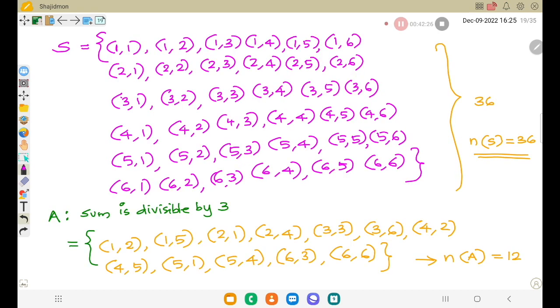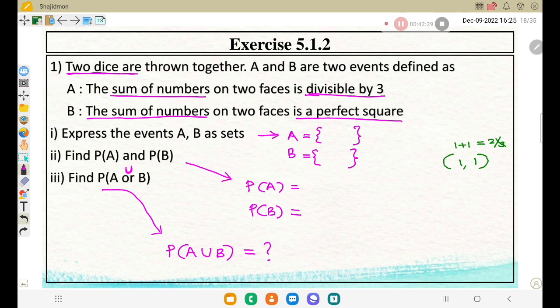Now, what is our question here? B. B means the sum of the numbers on two faces, okay? For example, if you are taking 1, 1, the sum of the numbers 1 plus 1 is 2. Is it a perfect square or not? It is not a perfect square, correct? So if it is a perfect square, those elements you take into the event B, okay? So we can calculate the B event. Sum of the numbers in the two faces is a perfect square. So what are the numbers we can take?